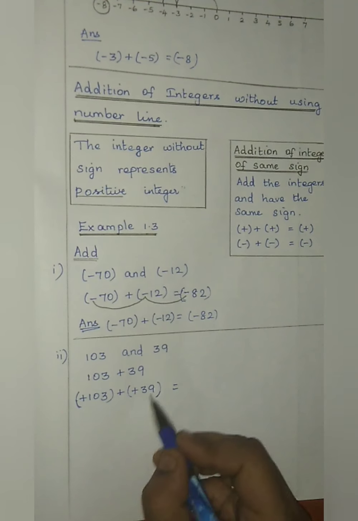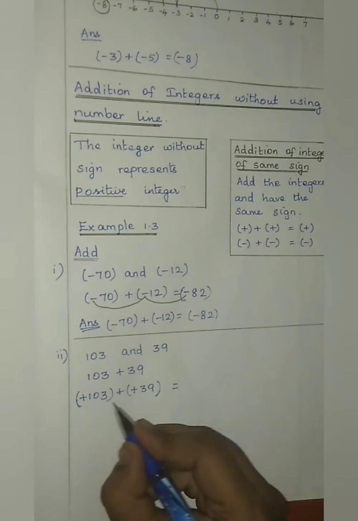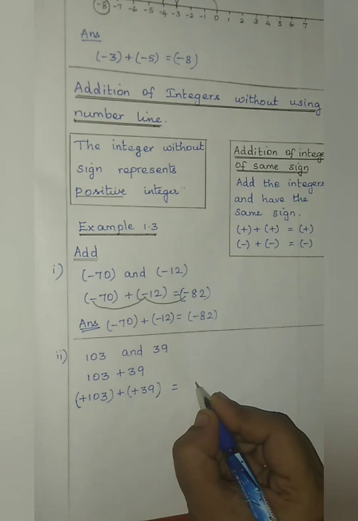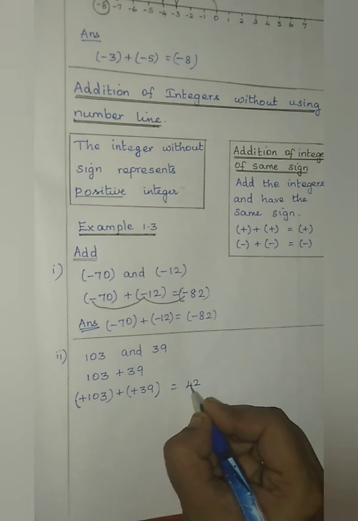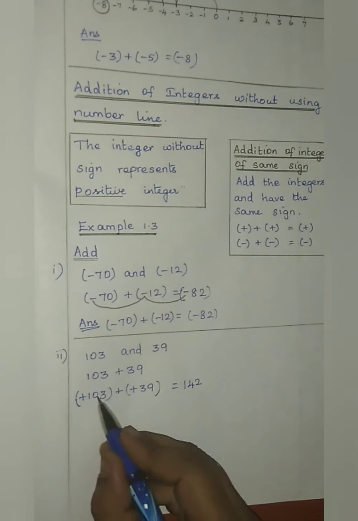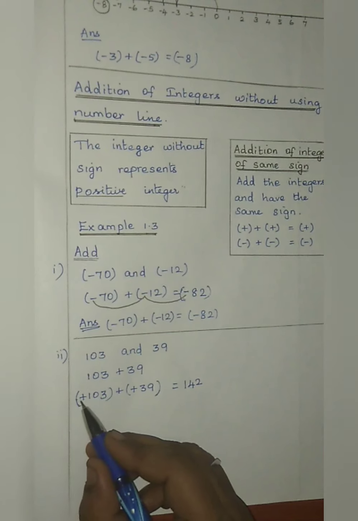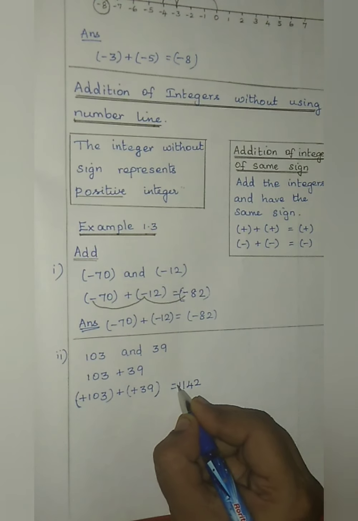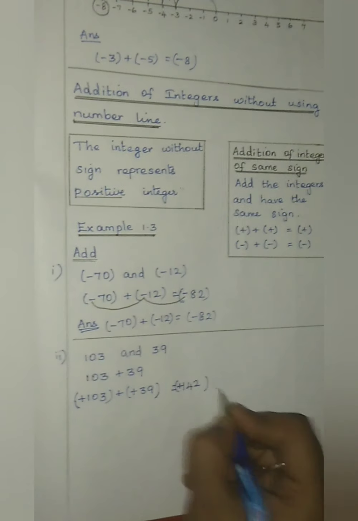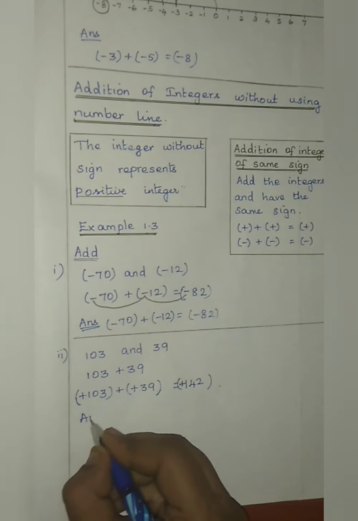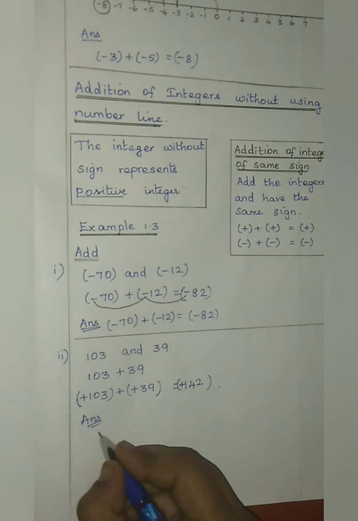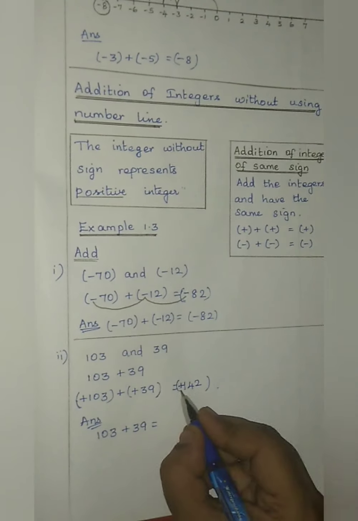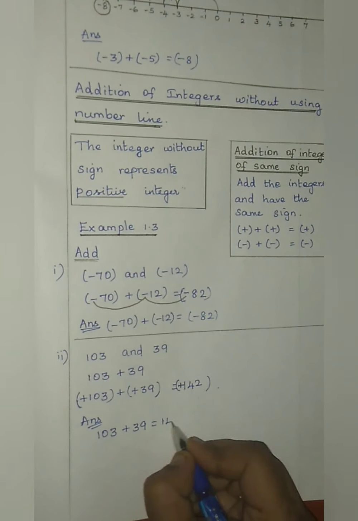Here we are adding integers of the same sign. So first you add the integers, 103 plus 39. What will you get? 142. Since both the integers have plus sign in front of them, in front of 142 you also put plus. So the answer: 103 plus 39 is equal to plus 142, and plus 142 and 142 are one and the same.